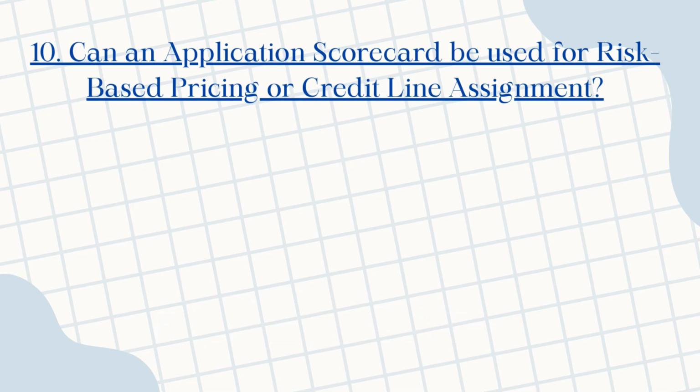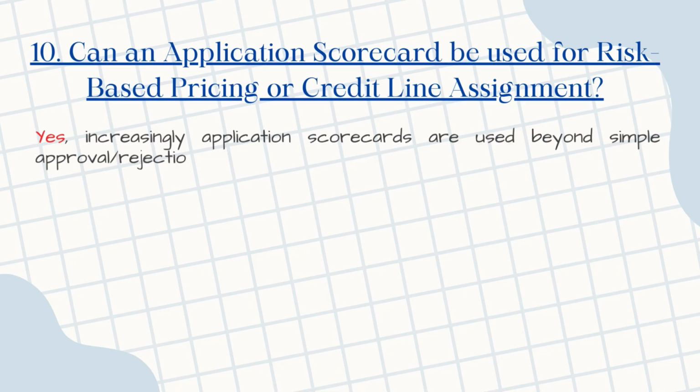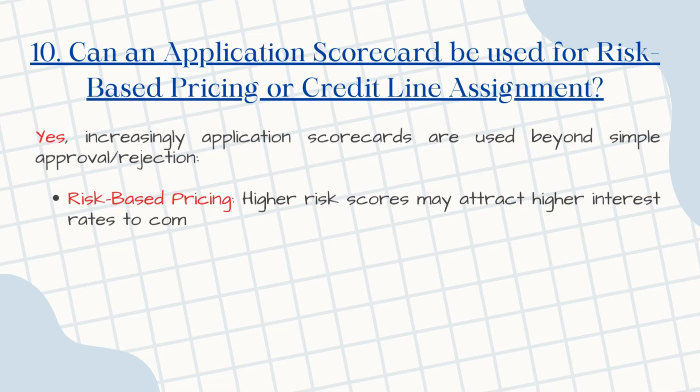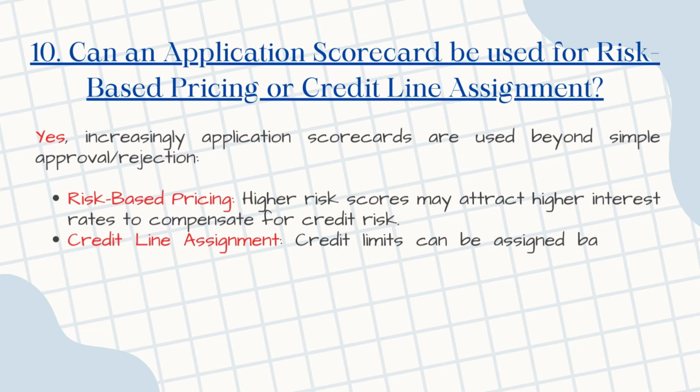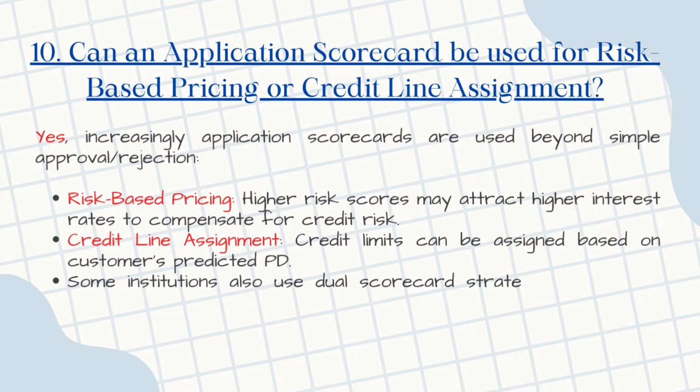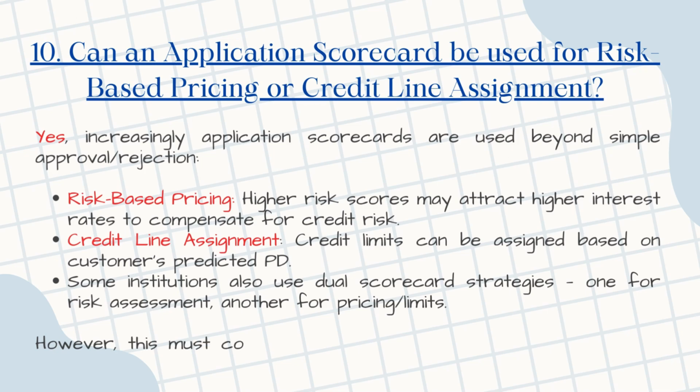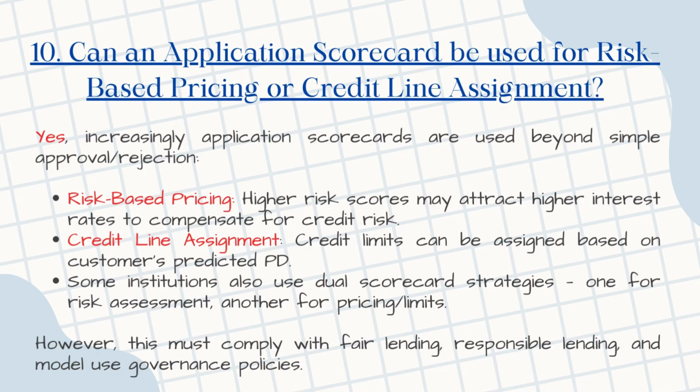So the question was, can an application scorecard be used for risk-based pricing or credit line assignment? The answer is yes. Increasingly, application scorecards are used beyond simple approval or rejection. Risk-based pricing. Higher risk scores may attract higher interest rates to compensate for credit risk. Credit line assignment. Credit limits can be assigned based on customers' predicted PD. Some institutions also use dual scorecard strategies, one for risk assessment and another for pricing limits. However, this must comply with fair lending, responsible lending, and model use governance policies.